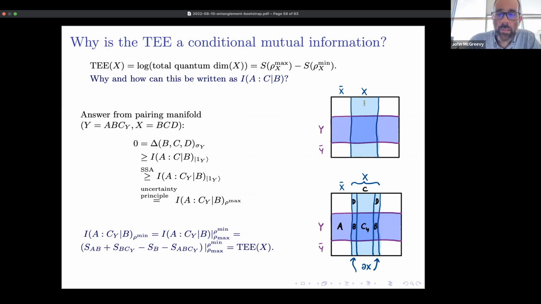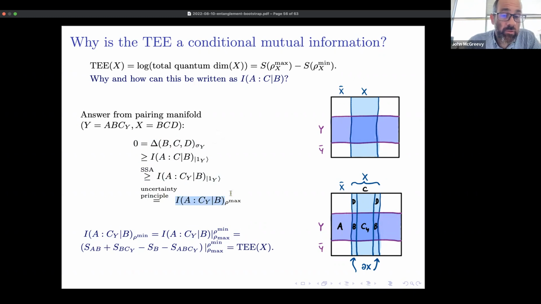So it says that we can decompose X into BCD. So here's X. C is the interior of X. B and D are the thickened boundary of X. B is the part that intersects Y. And A is the rest of Y. This natural partition means, here I got the inequality right, that this vanishes. And then using strong subadditivity a couple of times, this says that the state of Y is a quantum Markov chain.